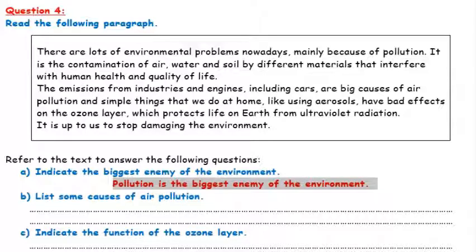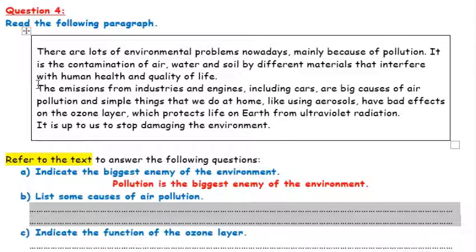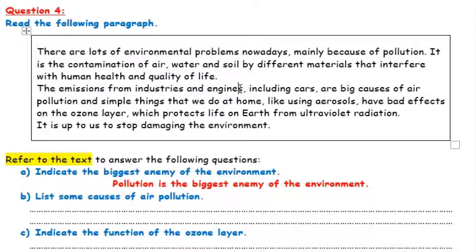List some causes of air pollution. And since they said that we have to refer to the text, this means that we cannot get answers from our knowledge. So we have to refer to the text only. What did they say in our text? They said the emissions from industries and engines, including cars, are big causes of air pollution. What else? So let me underline this. The emissions from industries and engines, including cars. Here is one cause of pollution.